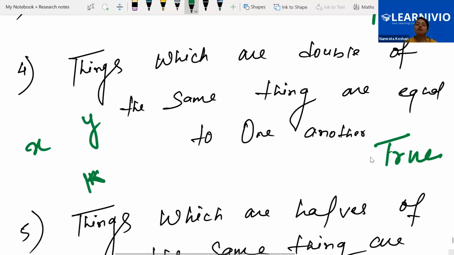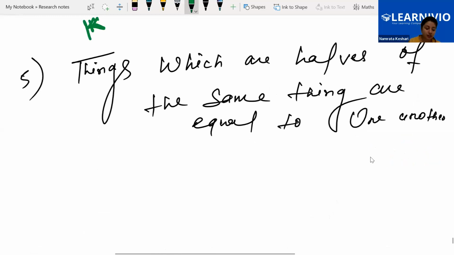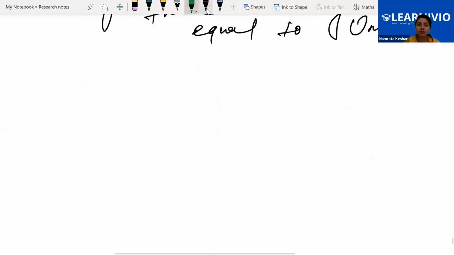Next one. Things which are half of the same thing are equal to one another. True or false? True. Perfect. Now the next one, an MCQ question is there.